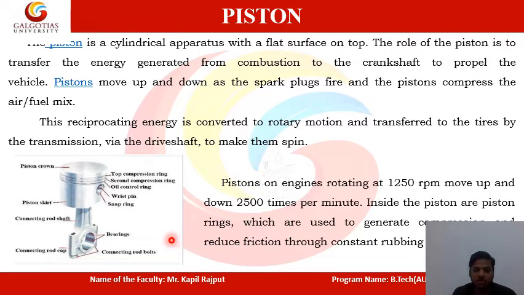depending upon the engine. It may be different. Inside the pistons are the piston rings, which are used to generate the compression and reduce friction from the constant rubbing. So piston rings are there to prevent the direct rubbing of the piston against the cylinder walls.